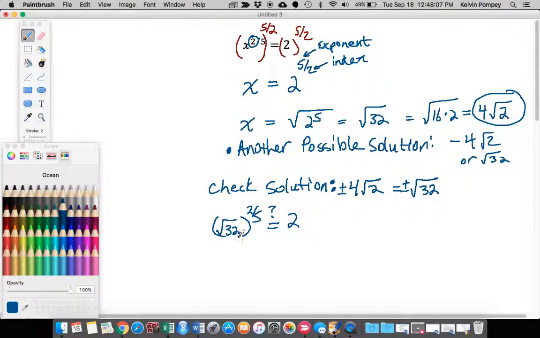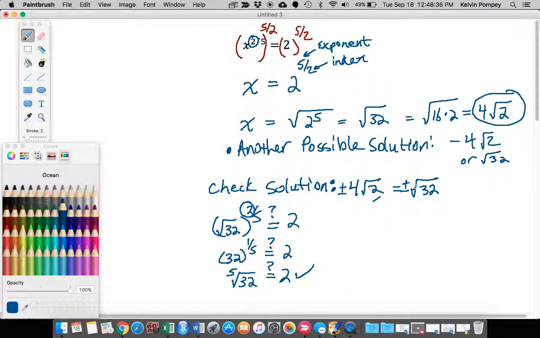And so what I'm going to do first is square it, because remember this numerator is an exponent. So if I square the square root of 32, I get 32. Then I raise that to the 1/5 power. We're going to see if that equals 2. And then 32 to the 1/5 power is the same thing as doing the 5th root of 32. And we know that the 5th root of 32 is 2, because 2 to the 5th power is 32.